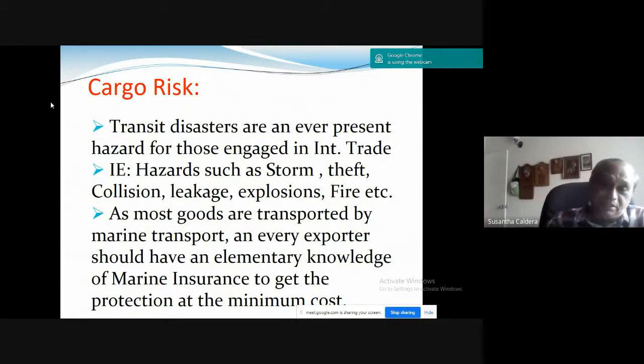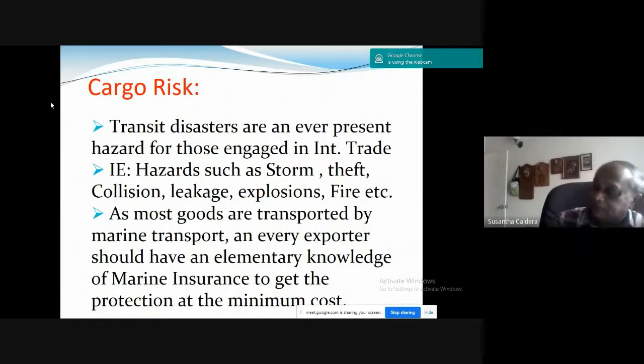Fraud risks, in the frauds, right? As most goods are transported by marine transport, every exporter should have an elementary knowledge of marine insurance to get the protection at the minimum cost.